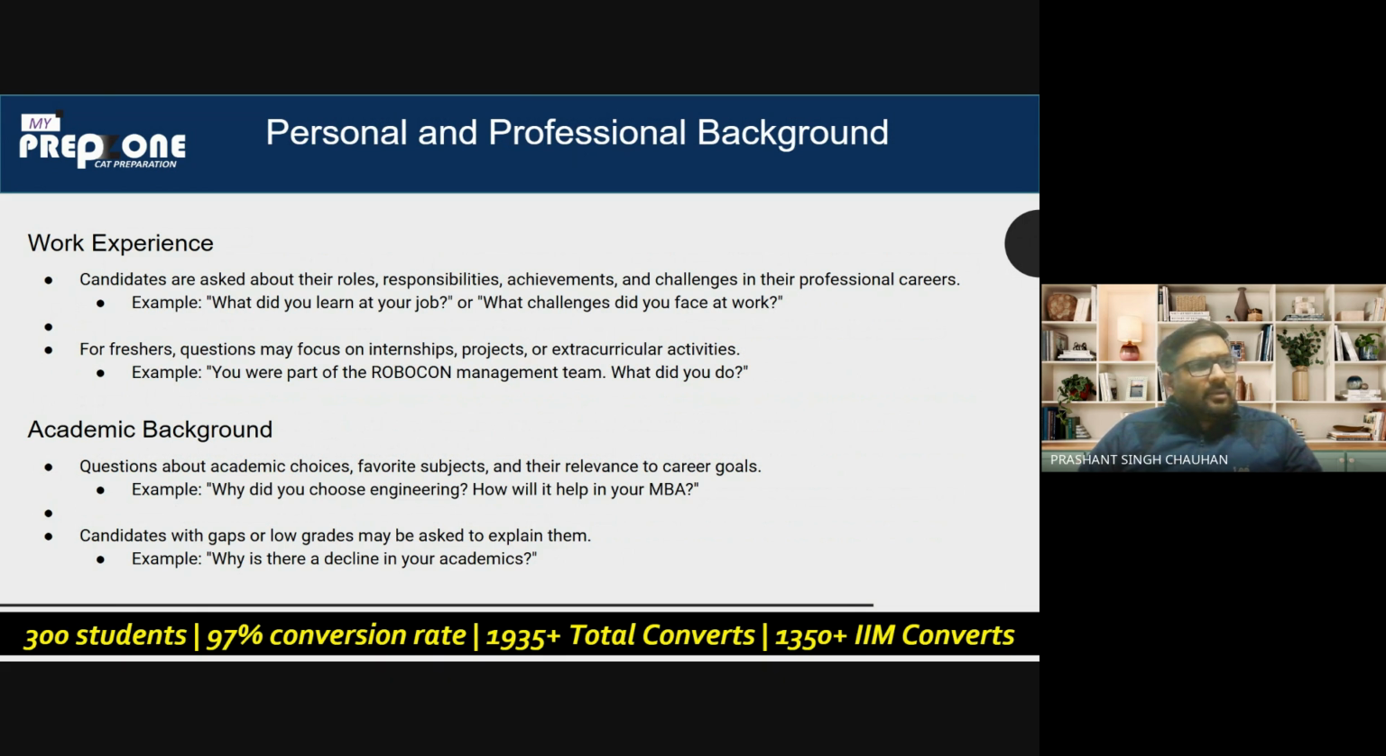Then academic background. Suppose you are an engineer, you can be asked why you chose engineering, how engineering is going to help you in an MBA, and why you are moving from an engineering job to an MBA. You can see that. The most difficult question that we have seen in one of the SIBM interviews was about a dip in the percentages of 10th, 12th, and graduation. He was asked why this decline was happening, what was not going your way.